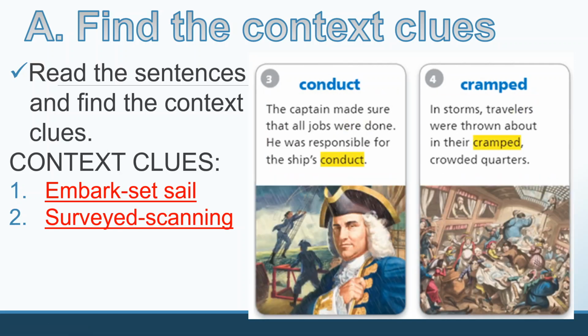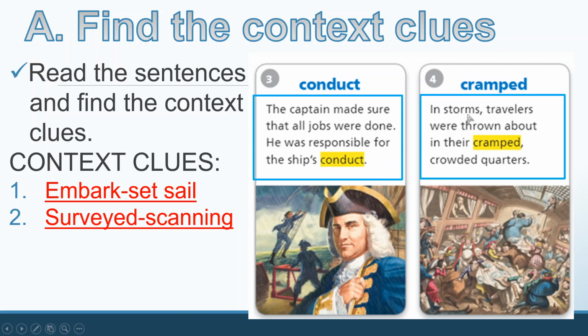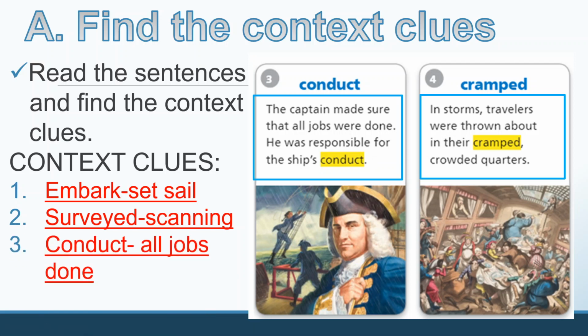Next, we have number 3 and 4. Let's discuss number 3: the captain made sure that all jobs were done. He was responsible for the ship's conduct. And in number 4, cramped: in storms, travelers were thrown about in their cramped, crowded quarters. Let's look for the context clues for number 3 and number 4. What do you think is the context clue for the word conduct? What do you think is the context clue for the word cramped? Okay, let's answer that. For number 3, conduct, the context clue we can find is all jobs done. And number 4, finally, cramped: crowded is the context clue for the word cramped.